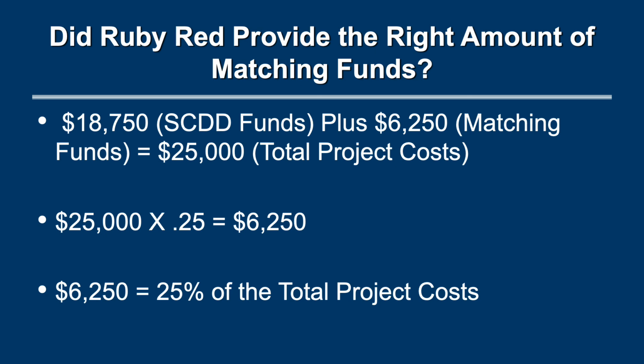Did Ruby Red provide the right amount of match? How will we know? Ruby Red has to provide a 25% match because they are serving a non-poverty county. To see if they are correct, you need to multiply 25% of $25,000, which gives you $6,250. This is the exact amount that Ruby Red indicated on their budget. Good job, Ruby Red. You provided the correct amount of matching funds.